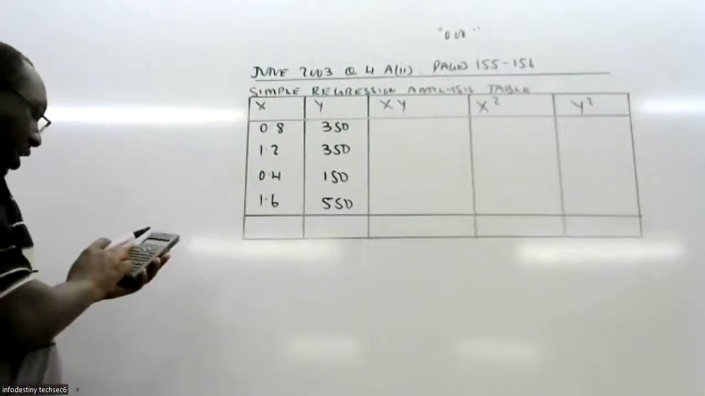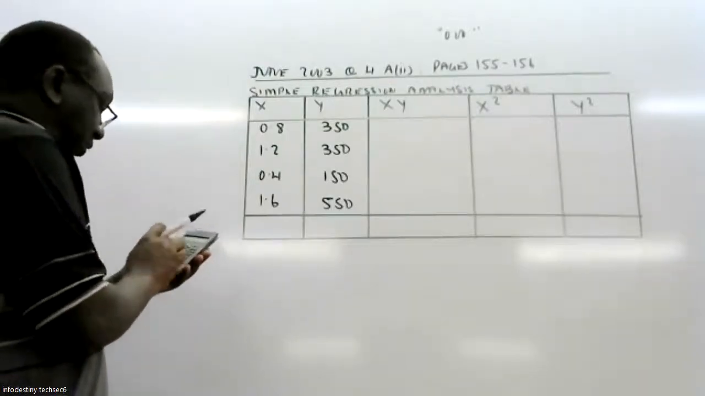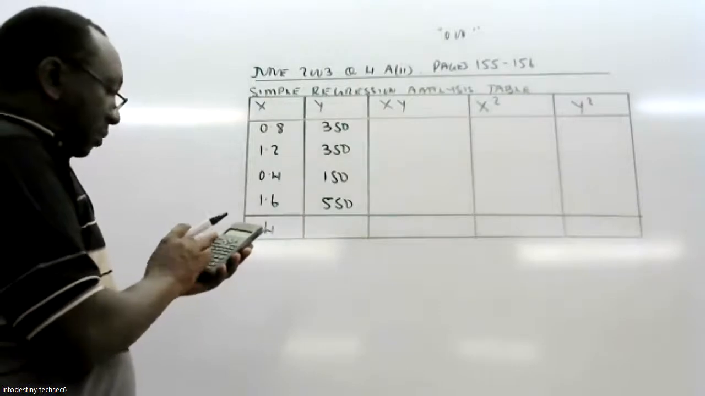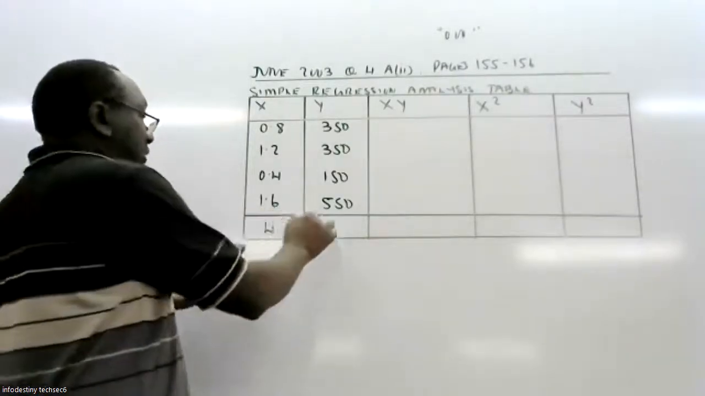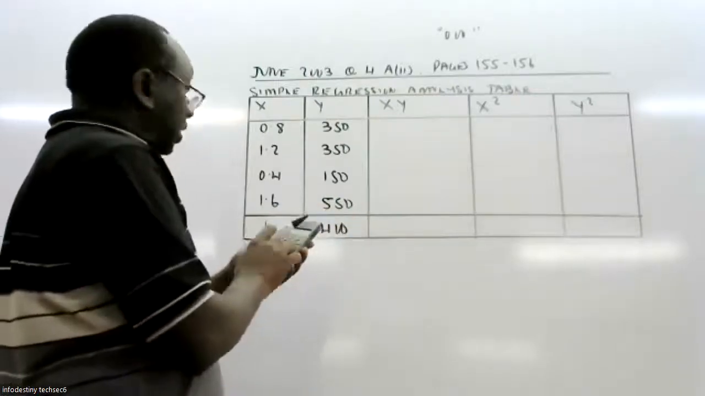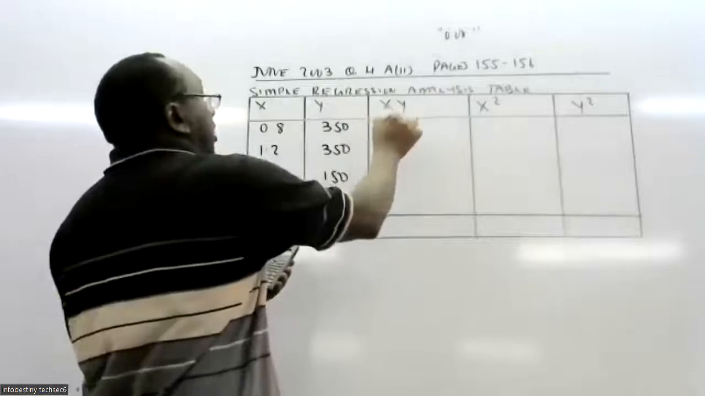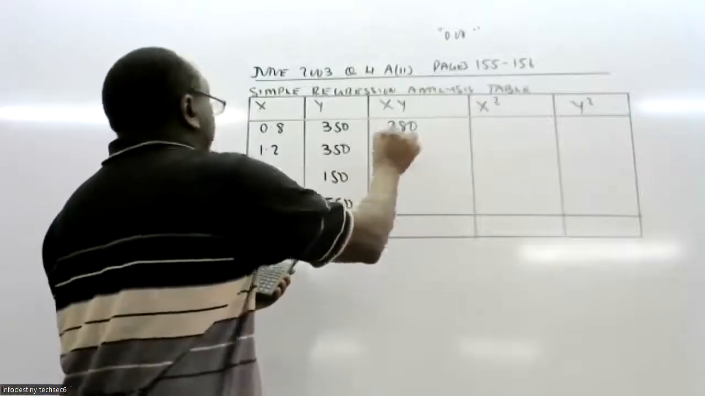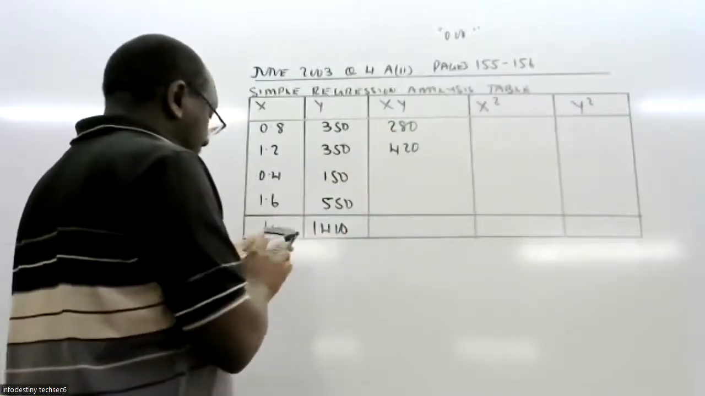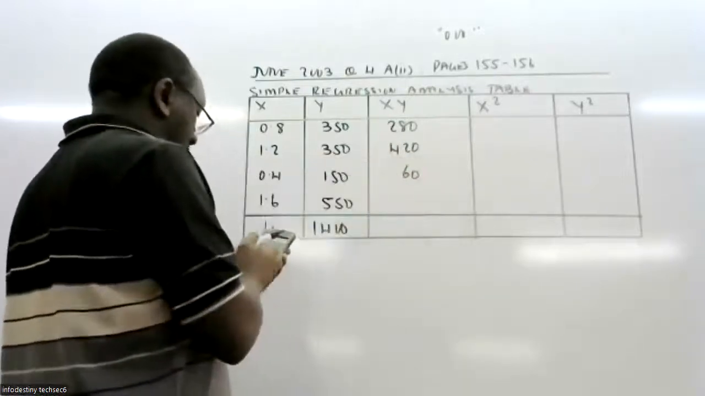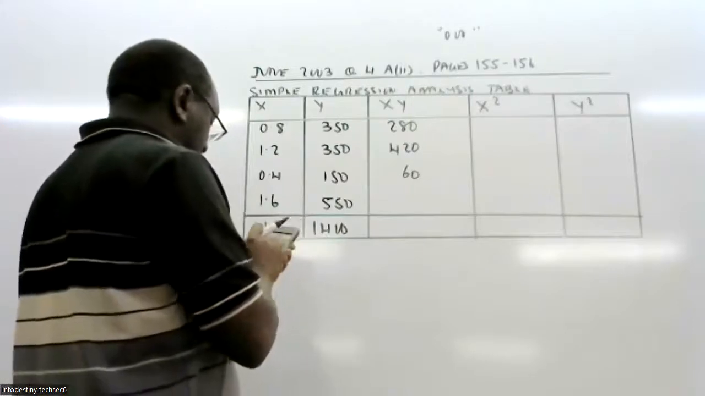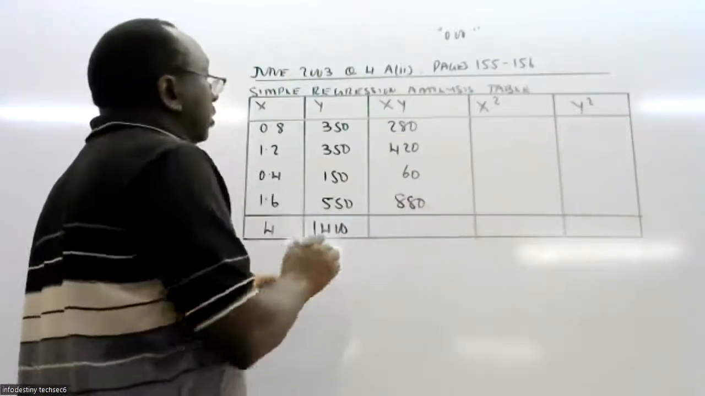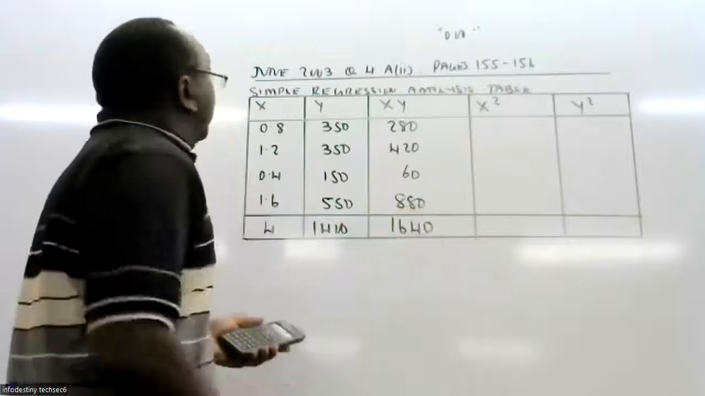So 0.8 plus 1.2 plus 0.4 plus 1.6 is 4. 350 plus 350 plus 150 plus 550 is 1400. 0.8 times 350 is 280. 1.2 times 350 is 420. 0.4 times 150 is 60. 1.6 times 550 is 880. When you add them, it is 1640.